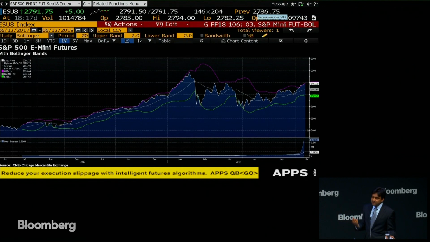What this study does is something extremely elegant and simple. It shows you a moving average of whatever future or asset you're plotting, and in this case, I've selected the 20-day moving average. Then it shows you two bands. The upper band is 2 standard deviations above the moving average, and the lower band is 2 standard deviations below that moving average. All of this is completely customizable.